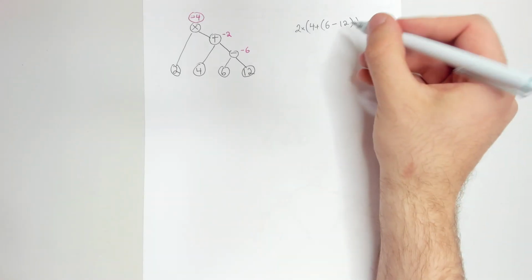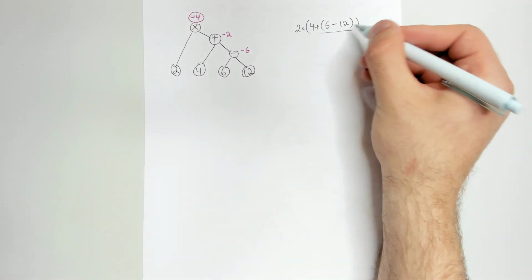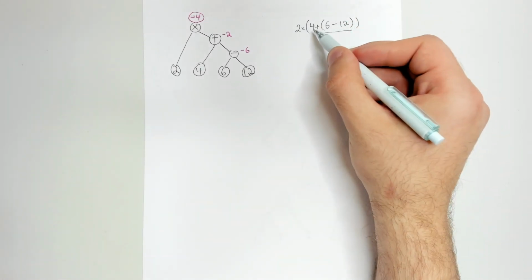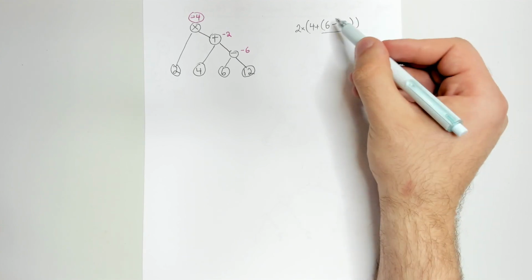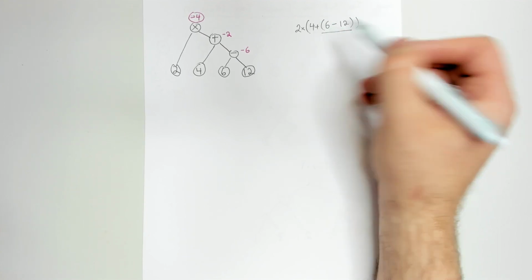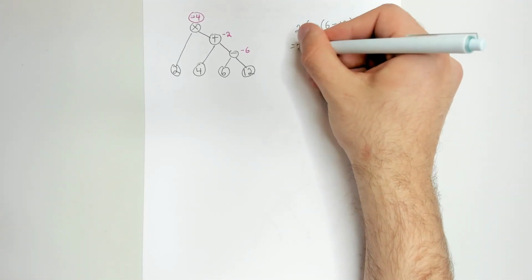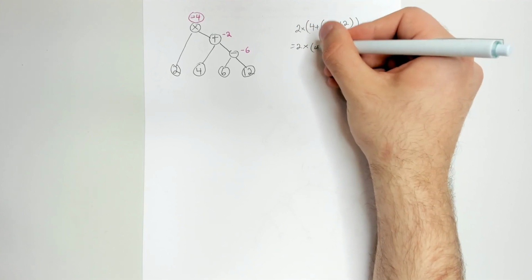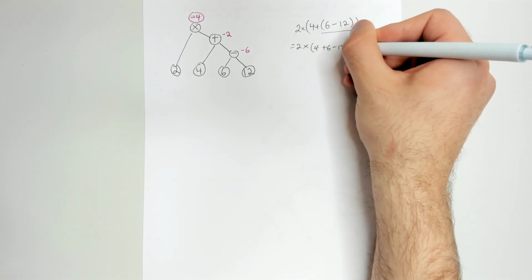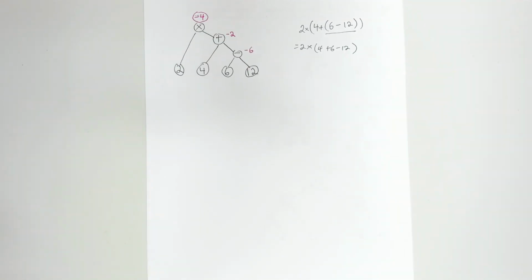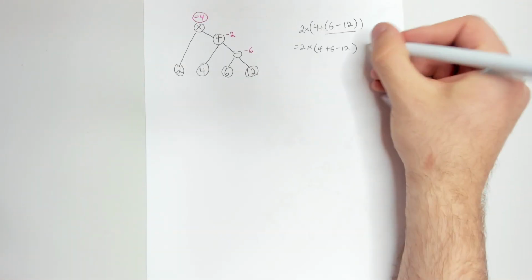Now, we can remove this pair of parentheses right here. It's not necessary because if we do 4 plus 6 minus 12, that's the same thing as if we did 6 minus 12 first and then added the 4 on after. So we get 2 times 4 plus 6 minus 12 as a simplified version of this expression. But either way, we evaluate that to negative 4.